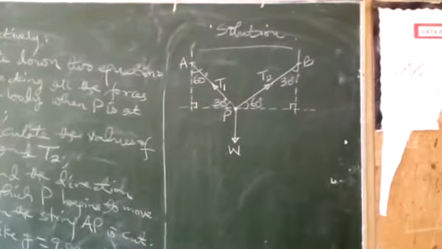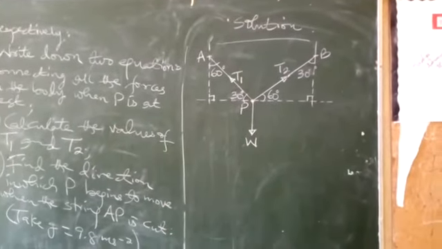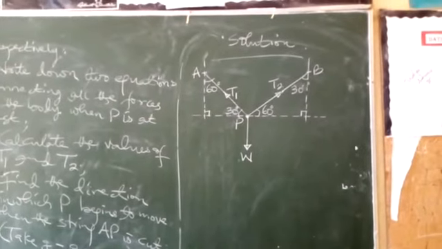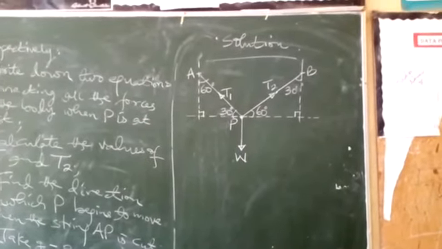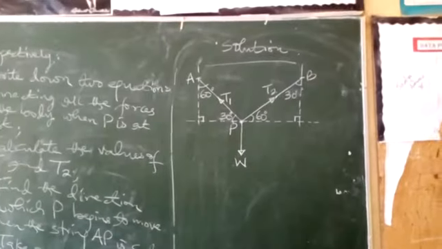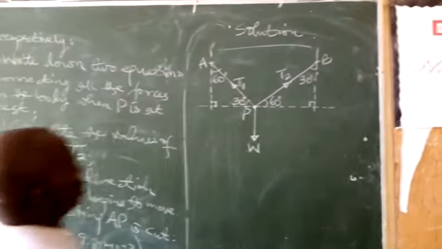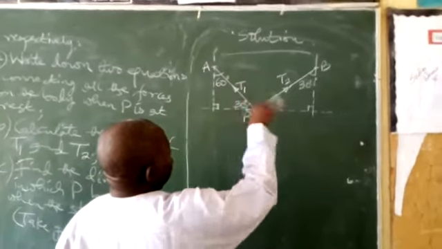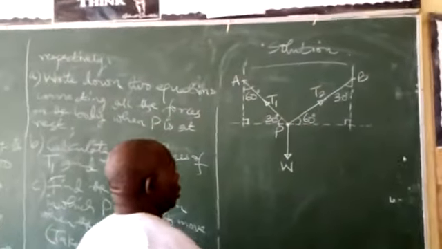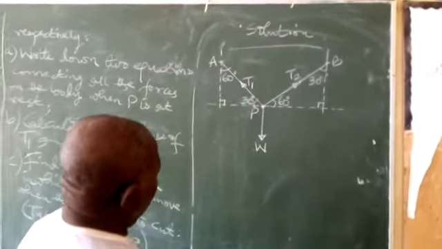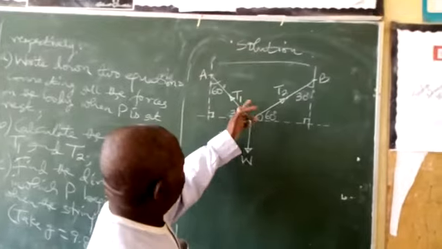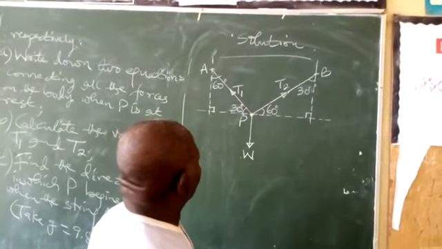So now what is the question asking for? Write down two equations connecting all the forces on the body when P is at rest. This body P is at rest, meaning that the system of forces will be in equilibrium. So there are three forces here. What are the three forces in this system? T1, T2, and W.